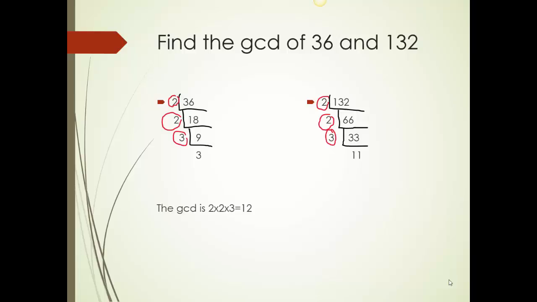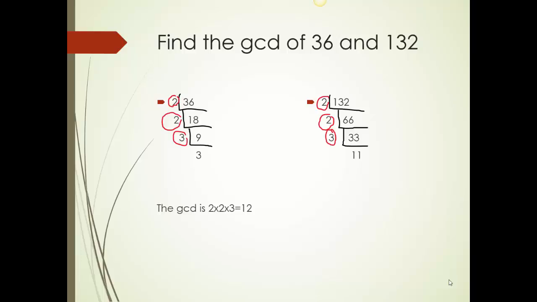Looking at the common factors, I see they each have 2 twice, and they have 3 once. So I want to use the 2 two times. I don't just say, well, there's a 2 in each. I have to say there's two 2's in each. So it's important that you always use the highest power possible. I also use the 3. So 2 times 2 times 3 is 12. So 12 goes into 36, and 12 goes into 132.